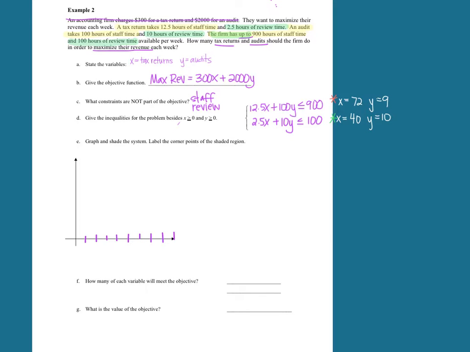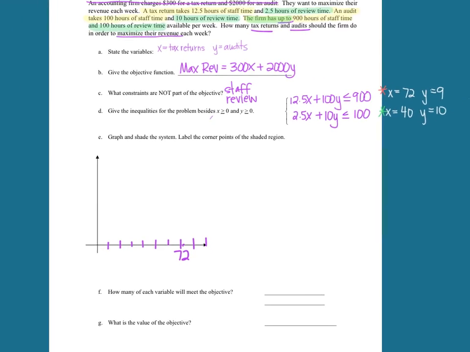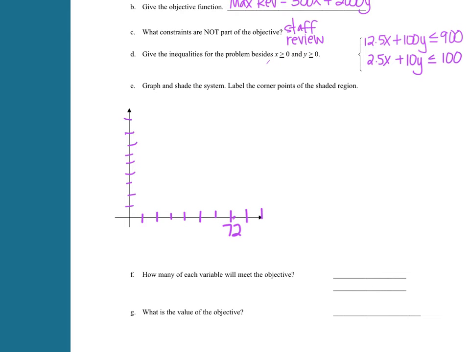So 72 would be about right here. And then we're going to be connecting that to 9 on the other side. So I'm going to count by ones. 1, 2, 3, 4, 5, 6, 7, 8, 9. So I'm going to connect those two. And I'll be shading below because this is a less than equation. Whoops, I said I was going to do that in red, didn't I? Okay, let me change my color here. All right, there we go.